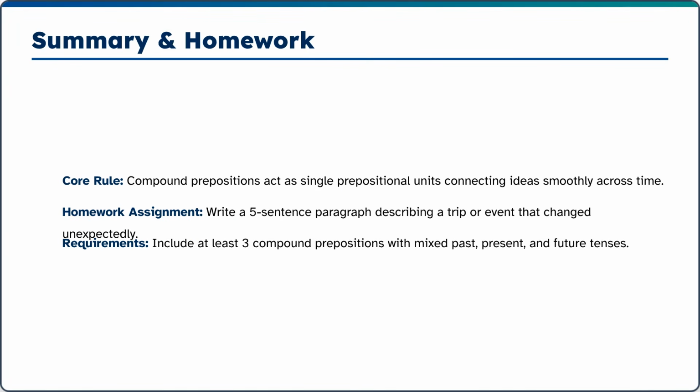For your homework, write a 5-sentence paragraph about an unexpected event. Ensure you include at least 3 compound prepositions while using a mix of past, present, and future tenses.